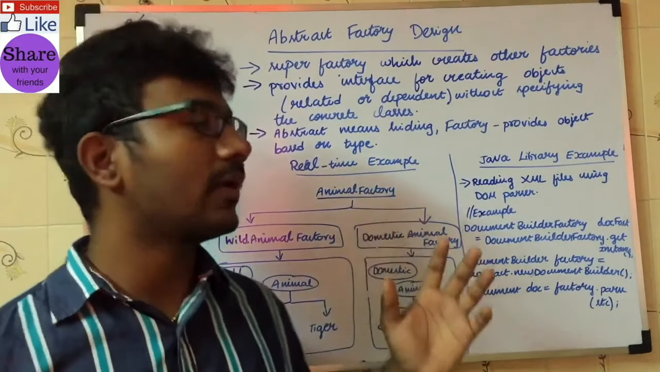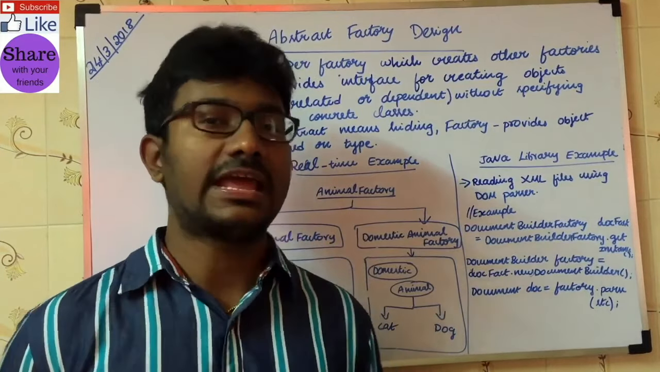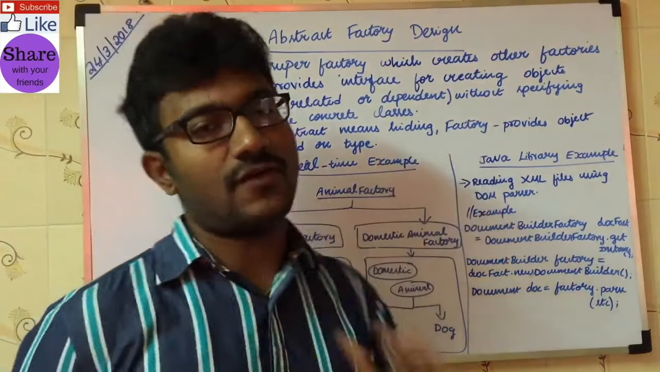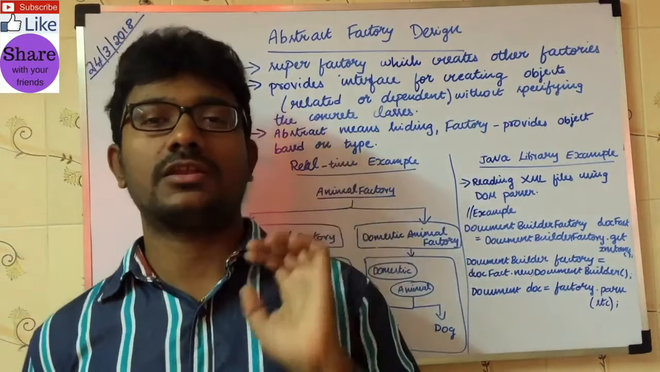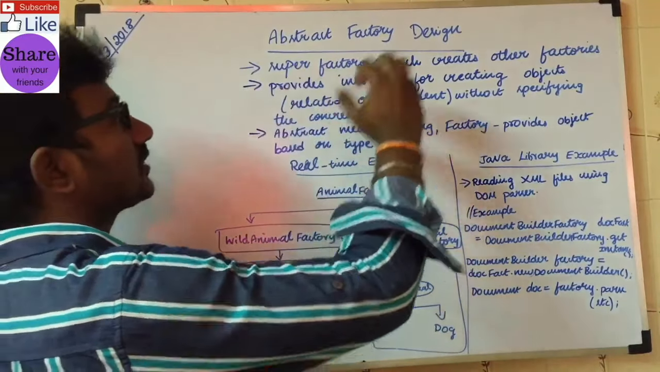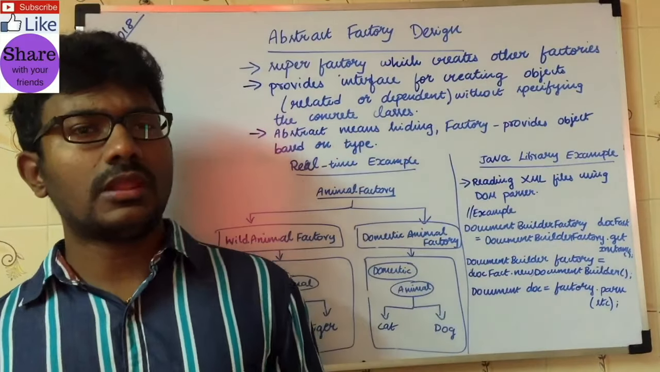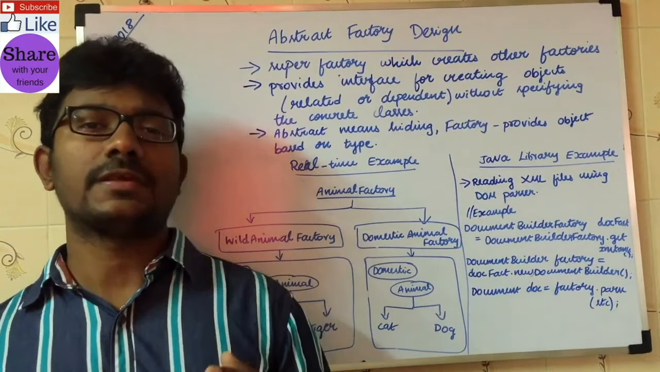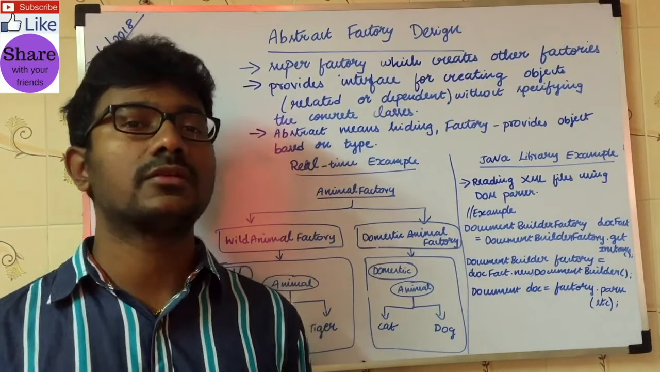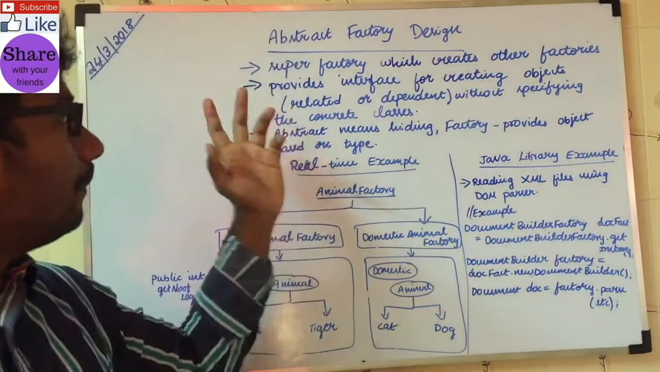The factory provides the object based on the requirement, so here types of fever, cold, like that. So this is the meaning of abstract and this is the meaning of factory. So what is the abstract factory meaning? Abstract factory means a super factory which creates other factories. We have already covered the factory design pattern in the previous video. If you haven't watched that video, please watch it and then come to this video for better understanding.